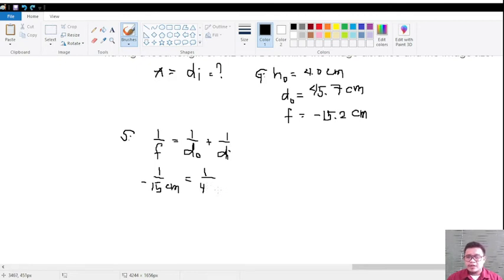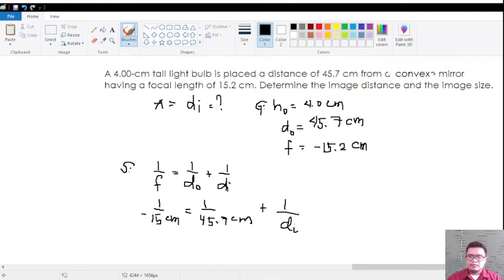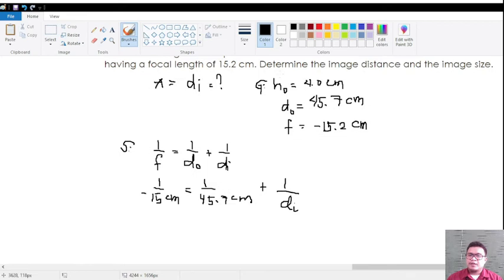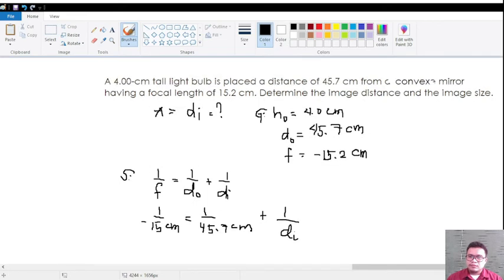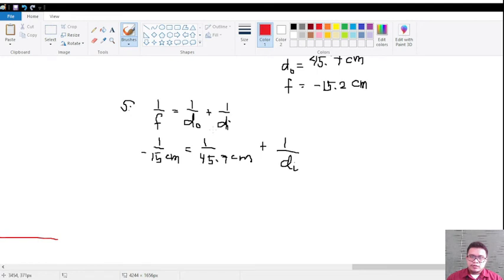Sorry, let me just write this in a clean way. 45.7 centimeters plus 1 over di. Okay, now what's next? Again, transfer or transpose one of the variables to the other side of the equation. So in this case, so that we can isolate 1 over di on this side, we need to transfer 1 over 45.7 centimeters. Okay, so what happens will become like this.